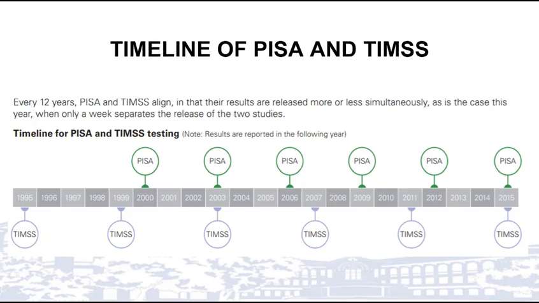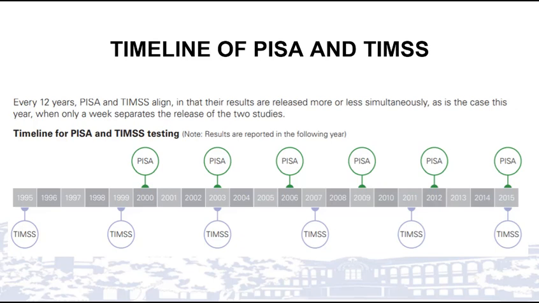PISA is the Program for International Student Assessment, organized by the OECD, or the Organization for Economic Cooperation and Development. It is a triennial international test first administered to 43 participating countries in the year 2000.